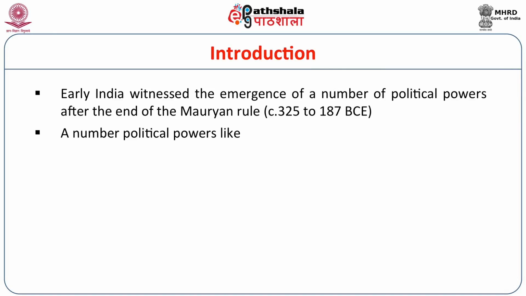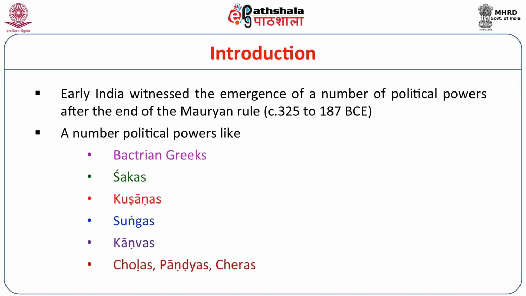After their extinction, when they passed away from the political horizon of early India, what happened? This is the period in which we find the Sātavāhanas. At the same time, we should also remember that this is the time when certain political powers came from outside and entered the political horizon of early India. What were those powers? Bactrian Greeks, Shakas, Kushanas, Shungas, Kanvas.